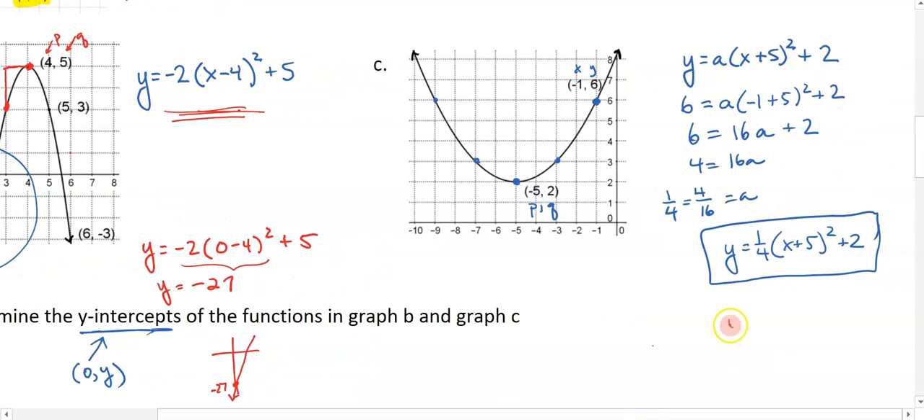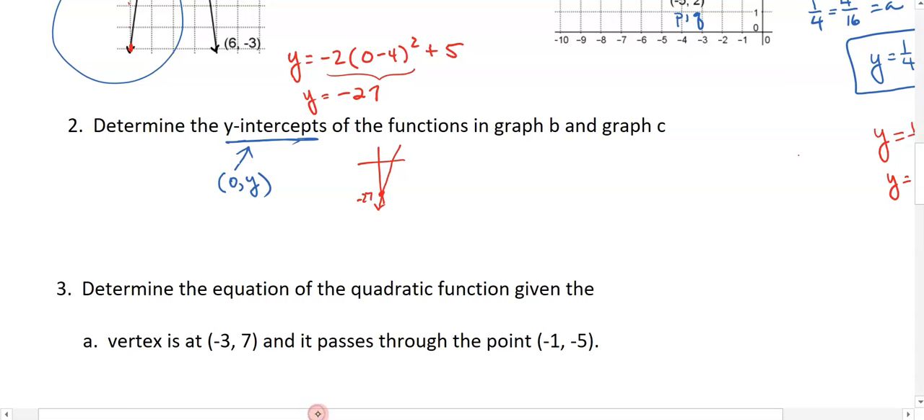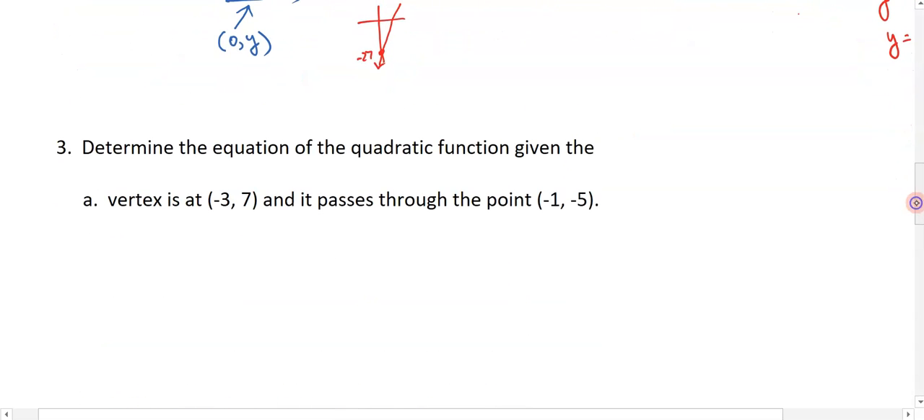I could put in 0 for x. So I would get 5 squared, right? Because 0 plus 5. So in this one, I would go 25 divided by 4, which is 1/4 of 25, and then I would add 2, and I would see that my y-intercept is 8.25. Couldn't tell there, right? By looking at it, you don't really get accuracy, but now that I have the equation, I know it's exactly 8.25.